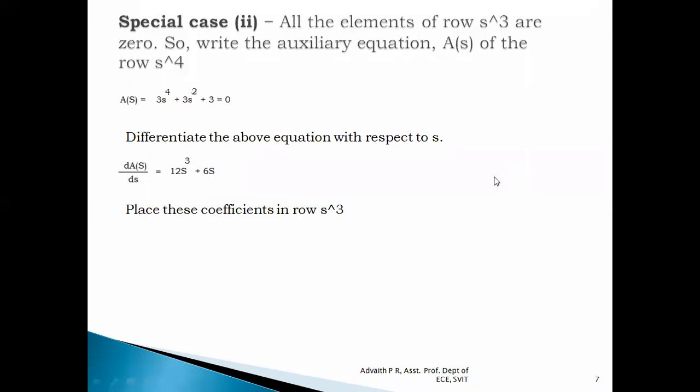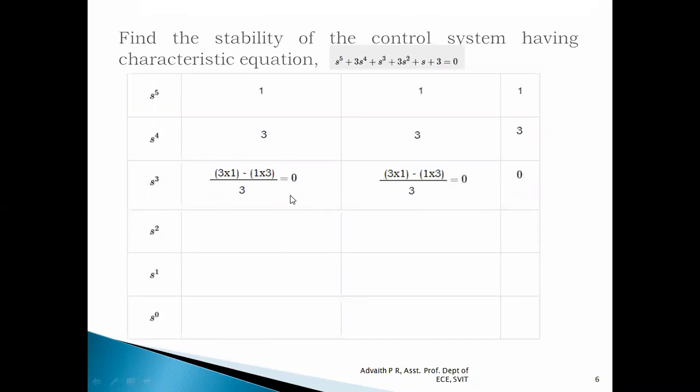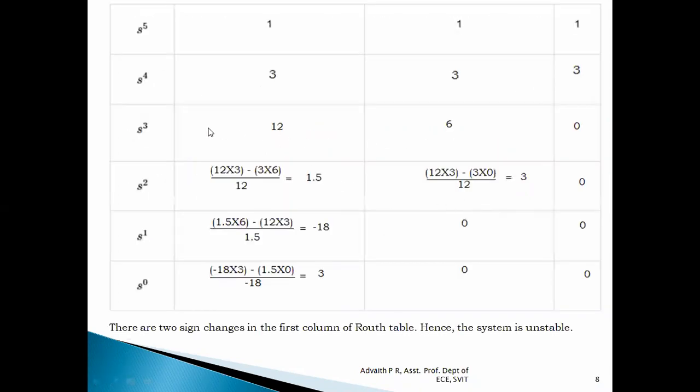So in place of this 0 we will write 12. In place of this 0 we will write 6. It is as shown. So in the s cube row, 12 and 6 are placed. Next, after this we will start filling the Routh array. To fill the next values, for this particular value of s to the power of 2, 12 multiplied by 3 minus 3 multiplied by 6 divided by 12. The value which we get will be equal to 1.5.